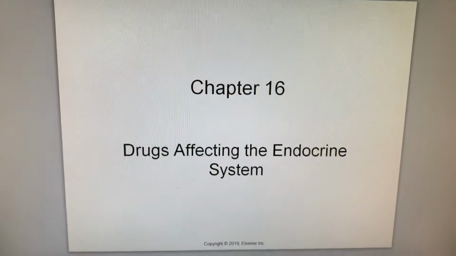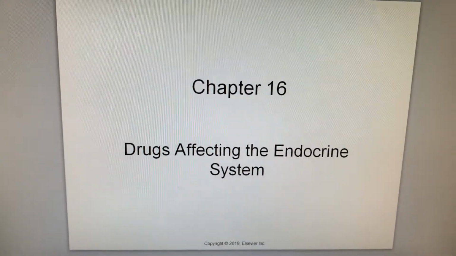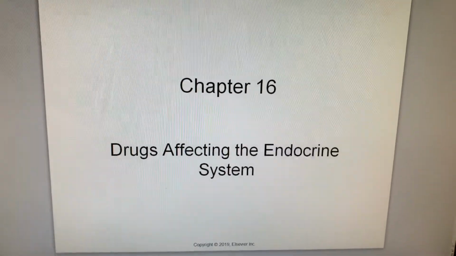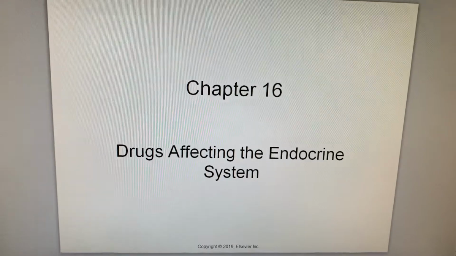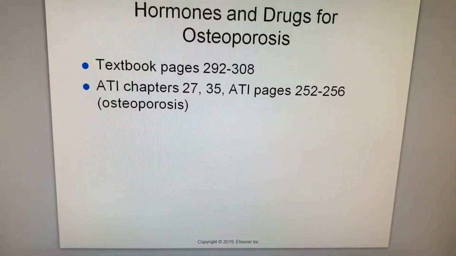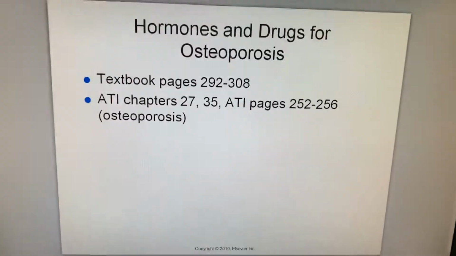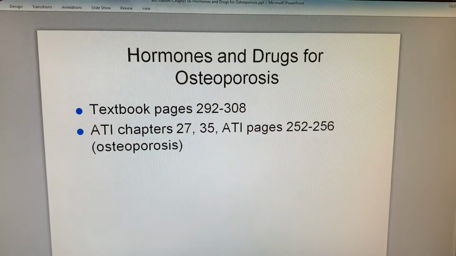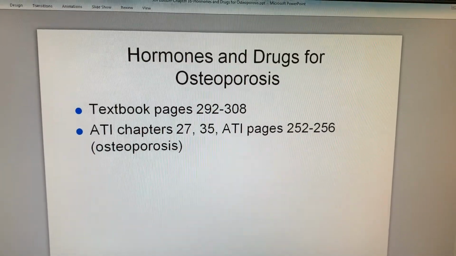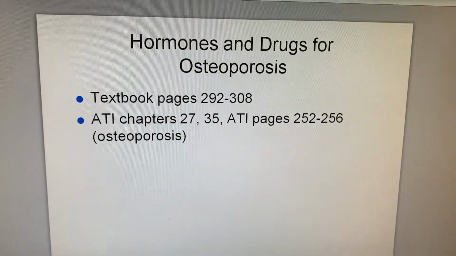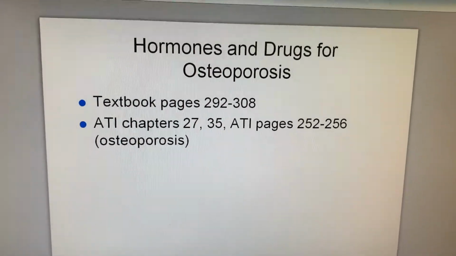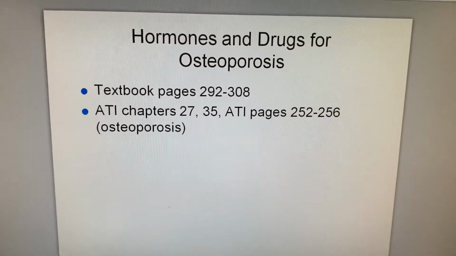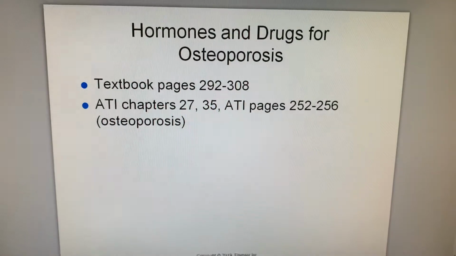So this chapter is going to be talking about drugs that affect the endocrine system, so primarily glandular medications. And then diabetes will be covered separately in chapter 17. So we have hormones and drugs for osteoporosis, and so we have 16 pages in the textbook, and then in the ATI you can read chapters 27 and 35, and then pages 252 to 256 to learn about drugs for osteoporosis.